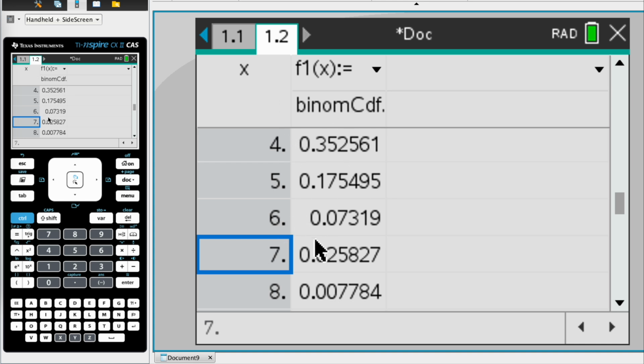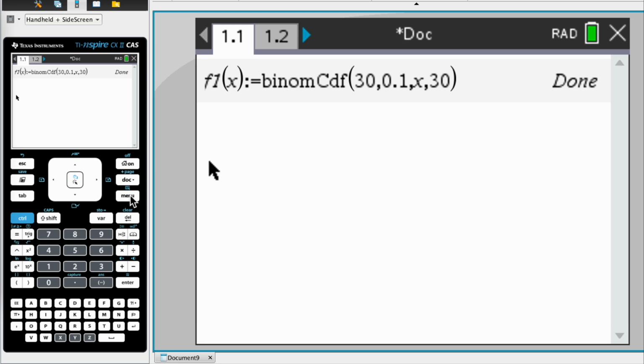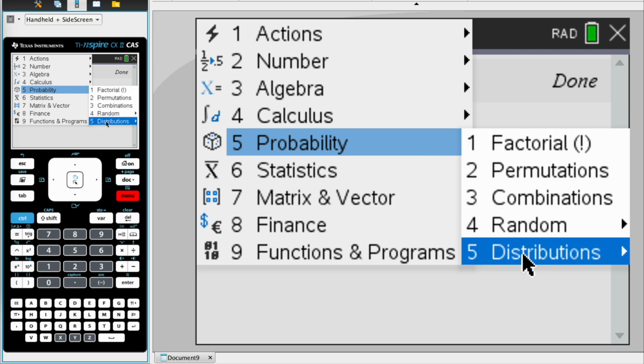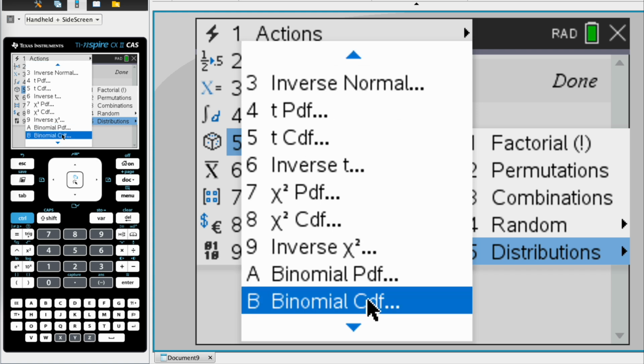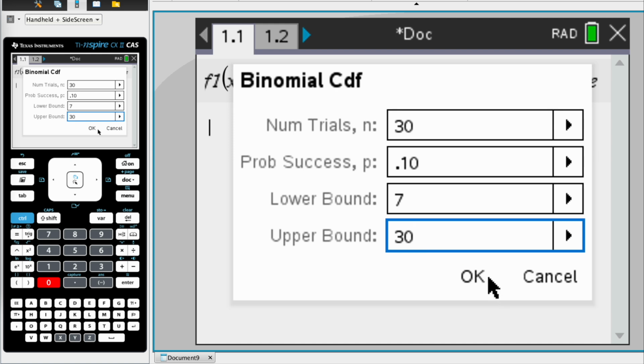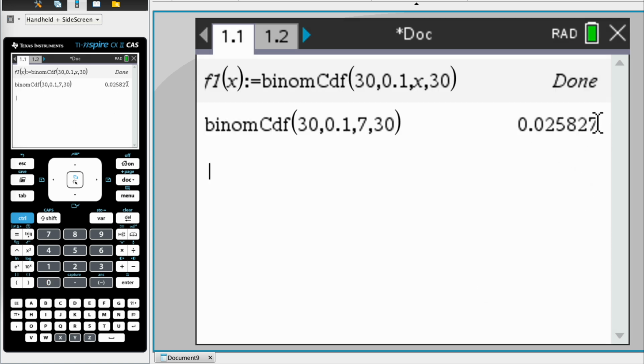Okay, so now I know my critical region is 7 or more. I'm going to go back to my calculator page, and I'm going to do a binomial CDF to calculate the probability of a type 1 error. So probability or stats, choose distributions. Letter B is binomial CDF. So 30 flowers. The null hypothesis is what's used for calculating a type 1 error. And we're finding the probability of being in the critical region. So the critical region was 7 or more. And the most flowers we have are 30. Hit OK, and there's your probability of a type 1 error.